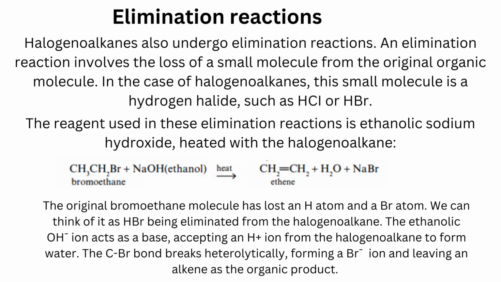As you can see here, bromoethane and ethanolic NaOH in the presence of heat give ethene plus water and NaBr. The original bromoethane molecule has lost a hydrogen atom and a bromine atom. We can think of it as HBr being eliminated from the halogenoalkane. The ethanolic OH- ion acts as a base, accepting an H+ ion from the halogenoalkane to form water. The C-Br bond breaks heterolytically, forming a Br- ion and leaving an alkene as the organic product.